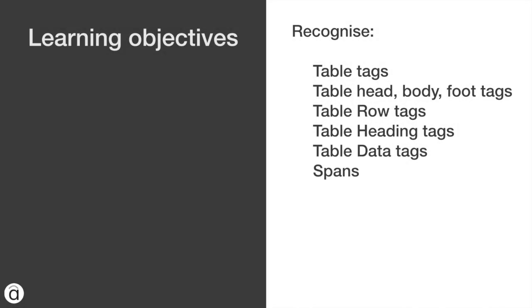Today we're going to look at HTML tables. This can be confusing, so I'll explain it as simply as I can. Learning objectives: to recognize table tags, table head, body and foot tags, table row tags, heading tags, data tags, and we'll look at spans towards the end of the video.